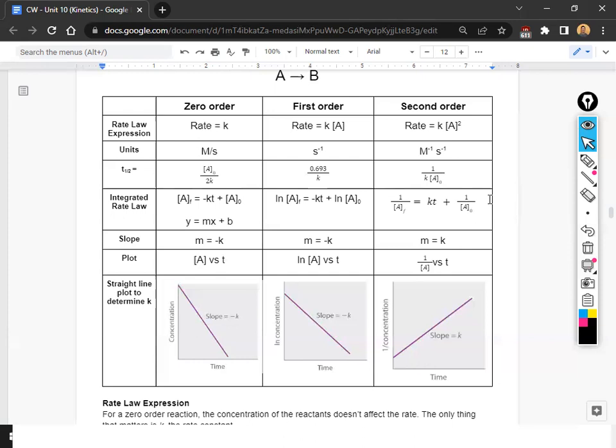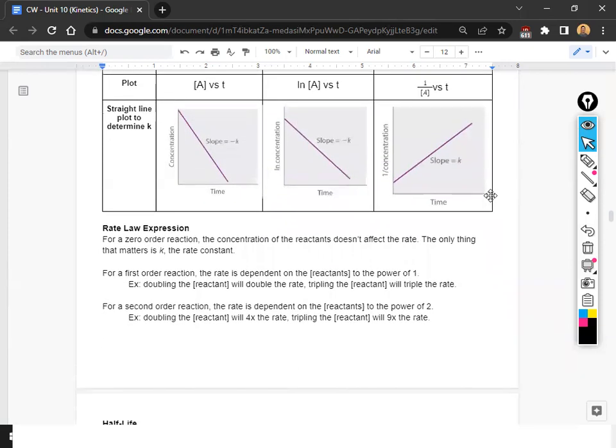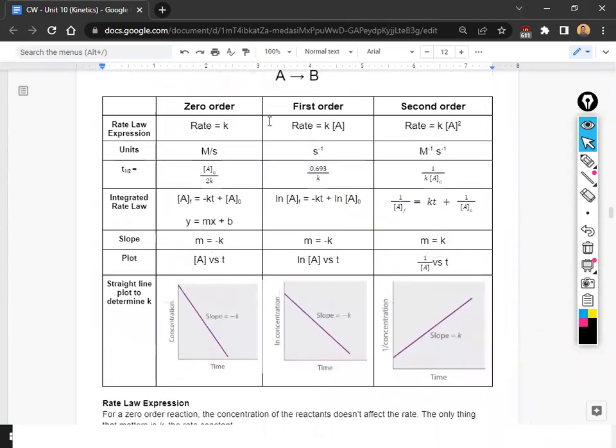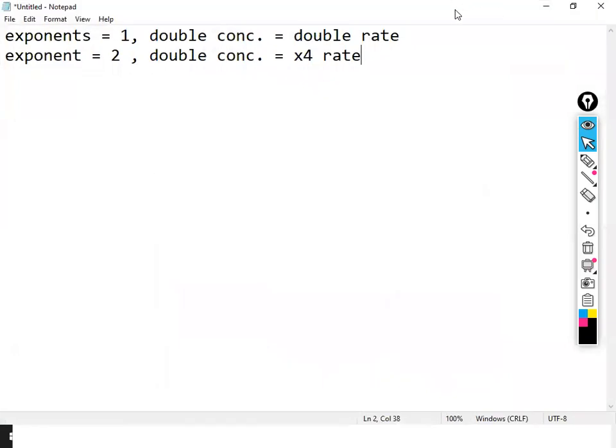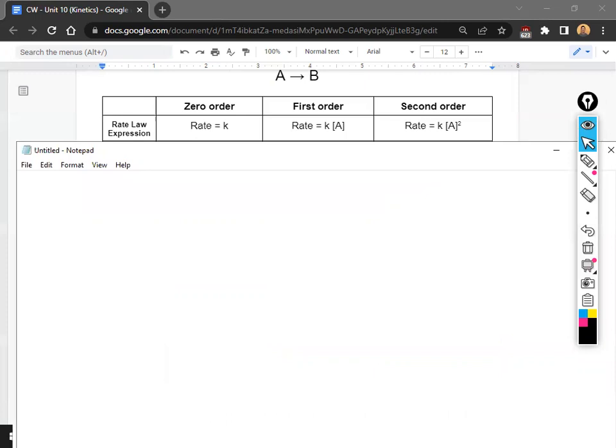Okay. Now, before we move on, I do want to bring up one thing about zero, first, and second order. This you might want to write down, not to memorize, but just so that you can keep it in mind.